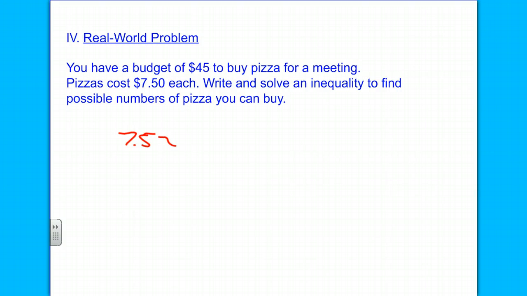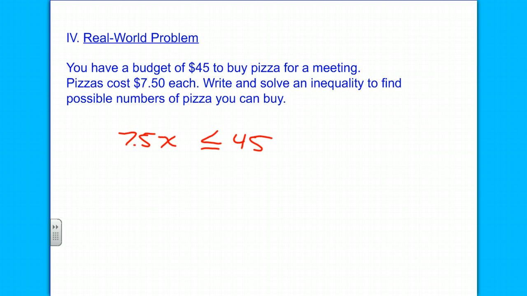7.5x. So, how'd you get that, 7.5x? Because pizza costs $7.50, and x is how many pizzas. There's a rate. We multiply rates by whatever was in the denominator. And so it's $7.50 per pizza. So we're multiplying by the number of pizzas. Very good. So 7.50x. What else do you want to say? And then less than or equal to 45.